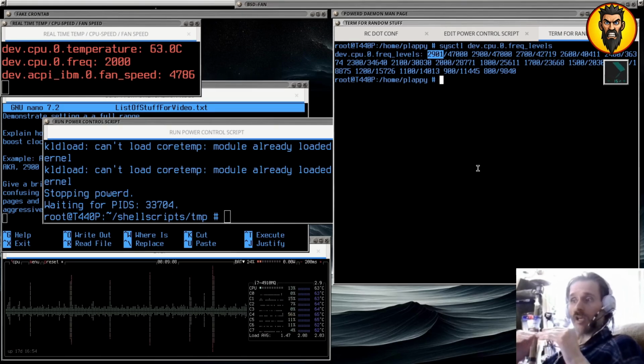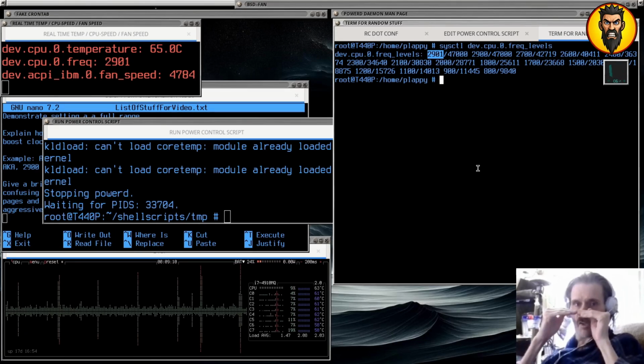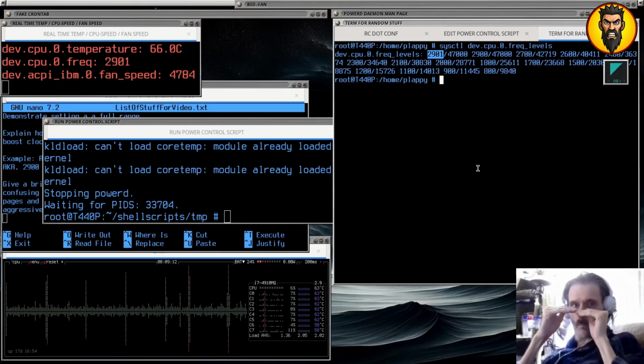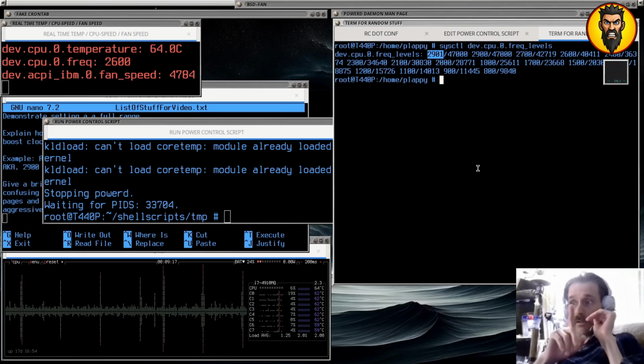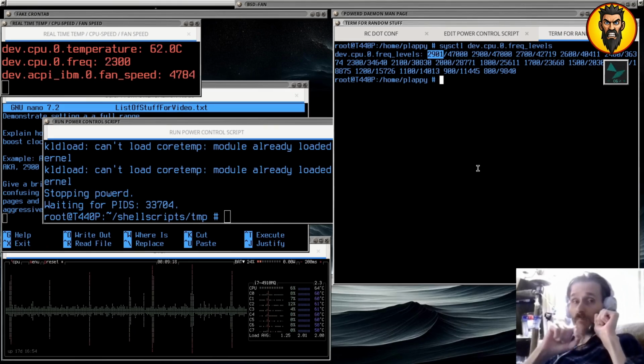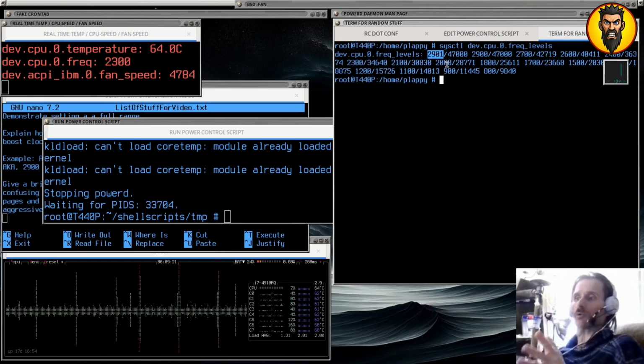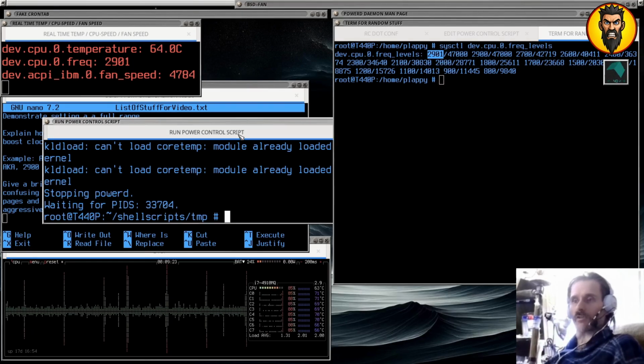It's going to take whatever your max clock rate is, and it's going to be one more, just one. So again, 2900 is not boost clock. 2901 is max boost clock. And in this case, 2901 is actually 3.9 gigahertz.